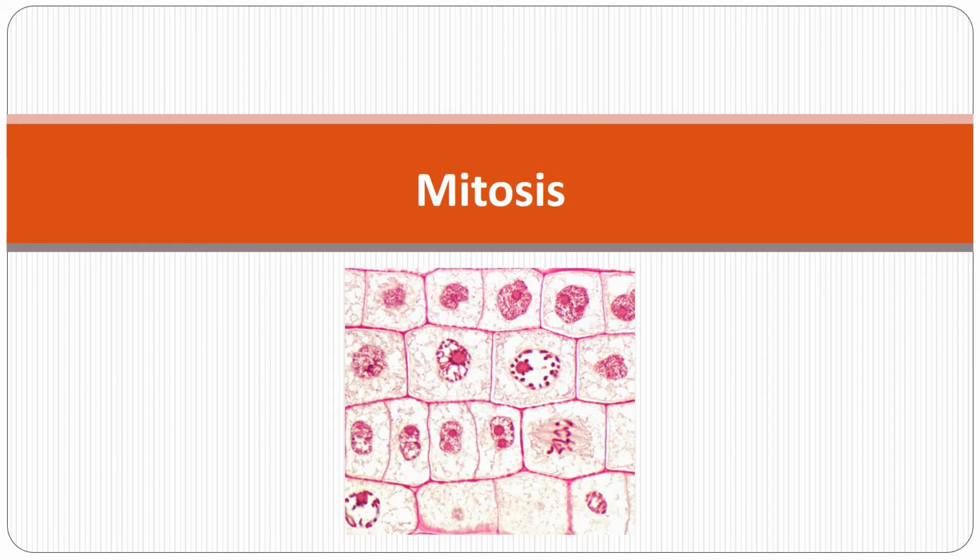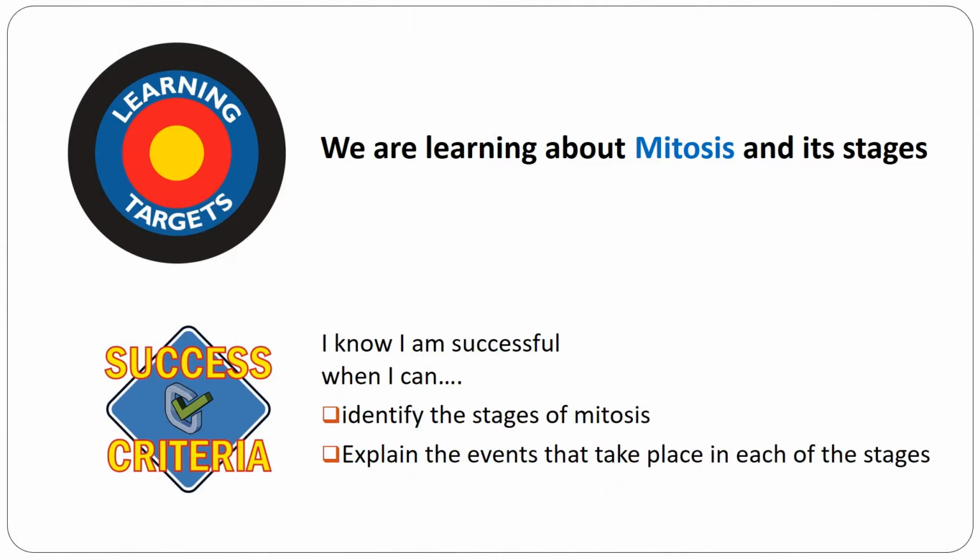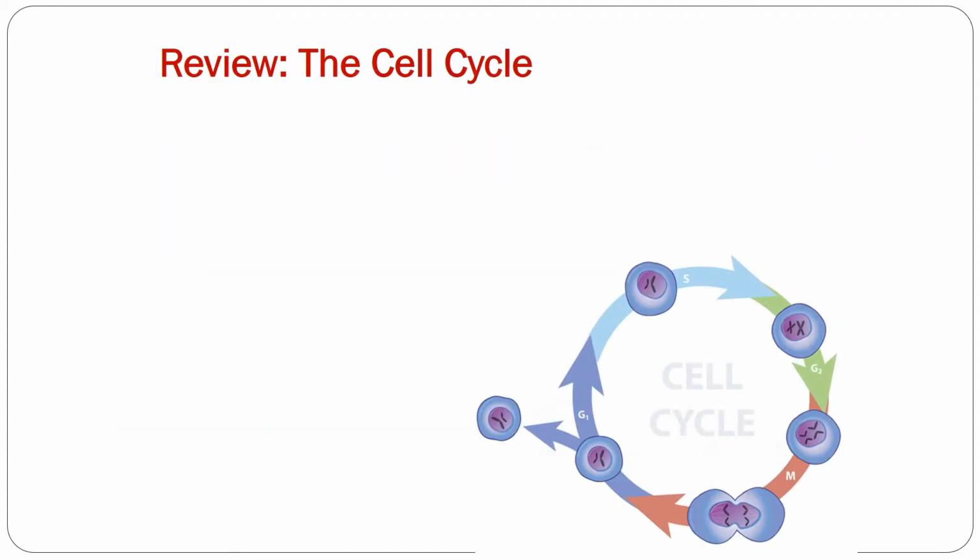All right, folks, we're going to get started with our mitosis. It is going to be a review of what we've learned in grade 10. So it's nothing new. Hopefully this brings back a little bit of memory from what you've learned last year, or if you haven't learned it last year, maybe you'll learn something new today, all right? So we're going to take a look at mitosis and its stages. We're going to identify the stages of mitosis and explain the events that take place in each of the stages.